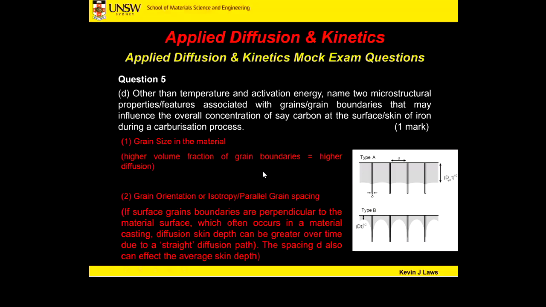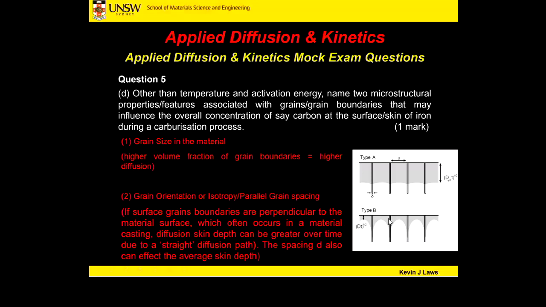Another one is the grain orientation or isotropy. Whether we've got parallel grains, some form of grain texture in the material. Remember the other week we put up the piece of rolled material, we could see all the grains are in a certain direction. Therefore, the majority of the grain boundaries are also lying in a certain direction. So again, the grain orientation can affect diffusion rates, particularly if it's coming from a surface.